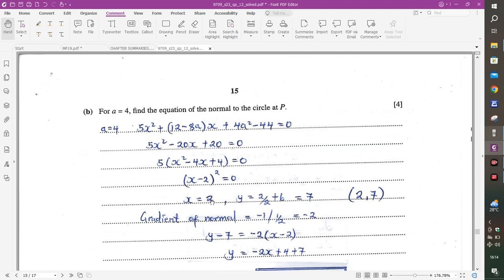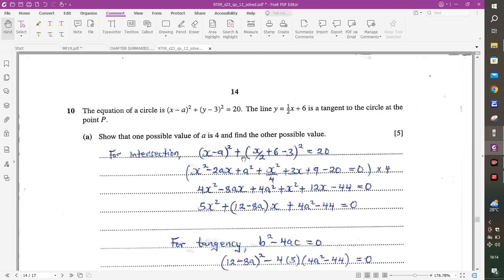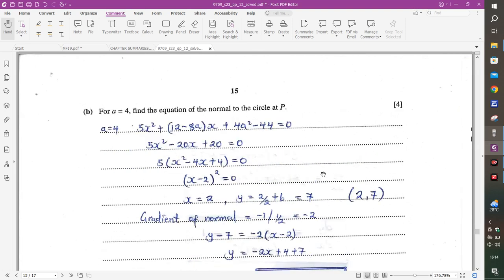When we get x as 2, now we can get the y coordinate either by substituting here or here. But this one would be the easiest. So if x is 2, 2 over 2 is 1, plus 6, you get 7. So that means that coordinate P, because that's where they are meeting, is (2, 7).